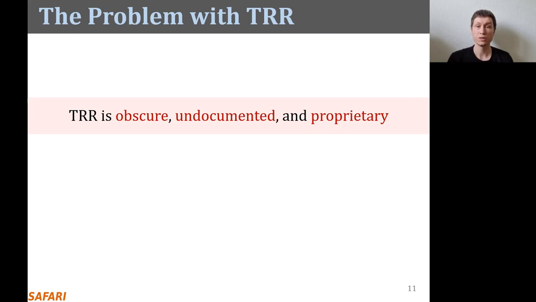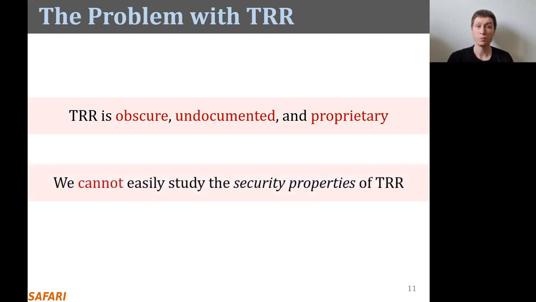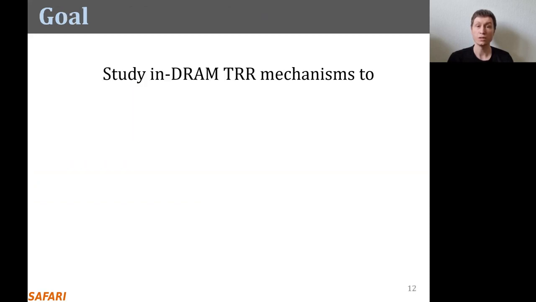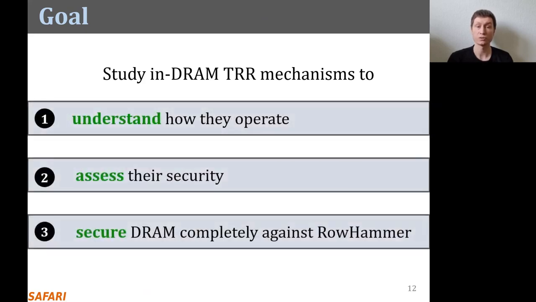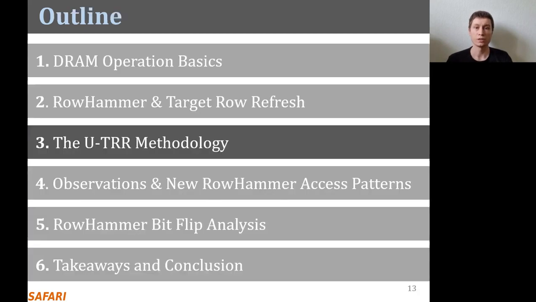Although this is how TRR operates at a high level, different vendors implement TRR differently, and the exact operation of these TRR mechanisms is unknown. Therefore, TRR is obscure, undocumented, and proprietary. Because of this, today, we cannot easily study the security properties of TRR and make sure it is fully secure. Our goal is to study in-DRAM TRR mechanisms to understand how they operate, assess their security, and secure DRAM completely against RowHammer. I will now present our methodology for uncovering the TRR operation.